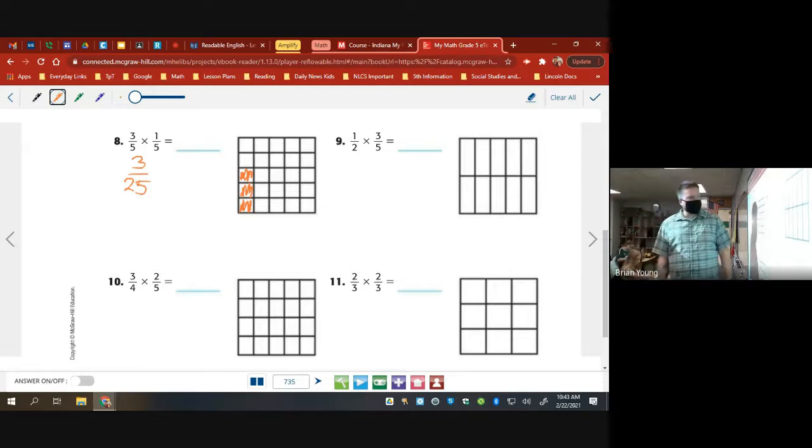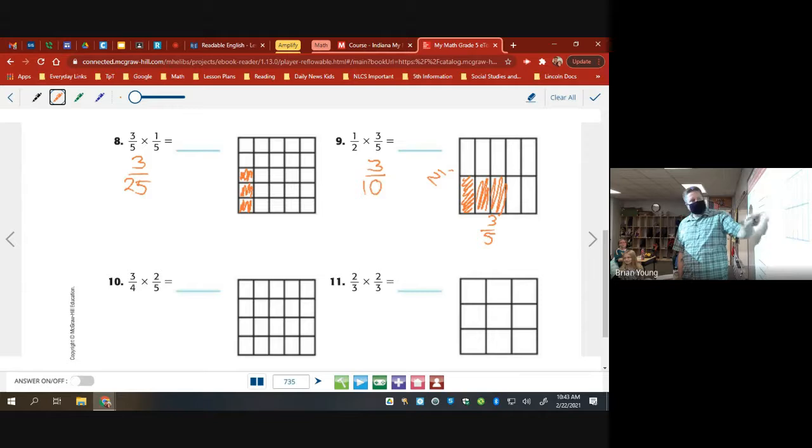1/2 times 3/5. Well, we got our 1, 2, and then we have our 1, 2, 3, 4, 5s. All right. We're going to shade in how many of those? We have our 1 right here. Okay. And then how many are we going to shade in of the 3/5? 3. So we have our 1, 2, 3, right? So this shows 1/2. This shows 3/5. So how many total are shaded? 3. Out of 10, 3/10, or again 3/10.